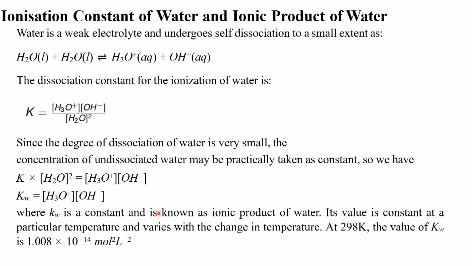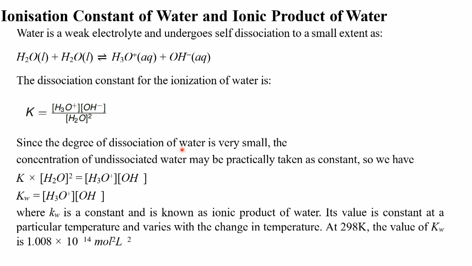Next, we discuss the ionization constant of water and the ionic product of water. Water is a weak electrolyte and undergoes self-dissociation to a small extent as, so 2 moles of H2O, when dissociated, form H3O plus ion plus OH minus ion. The dissociation constant for the ionization of water, if we call it K, this is the product side. So K equals concentration of H3O plus times concentration of OH minus by concentration of H2O raised to the 2.